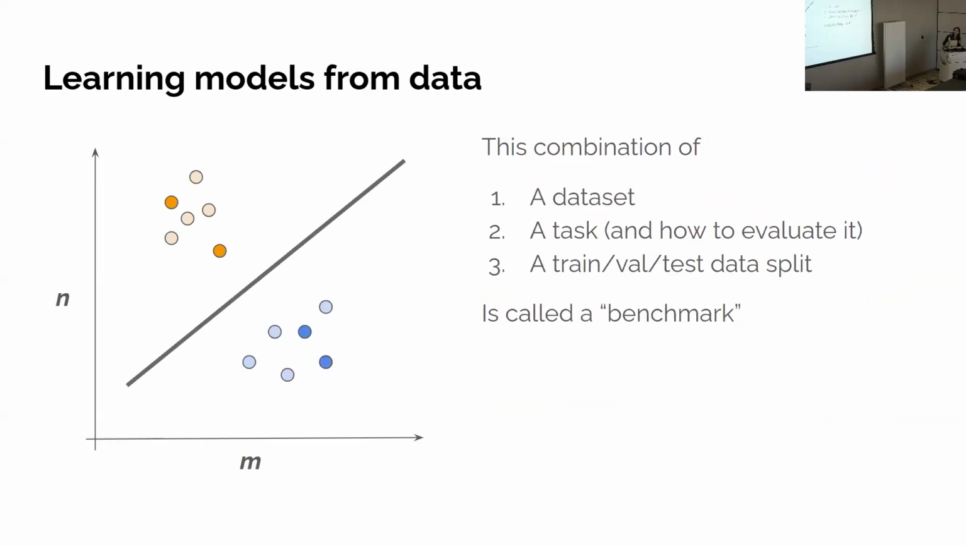Okay, so the combination of having a data set, a task, which in this scenario is a binary classification task, how to evaluate it, and a particular data split, like the train, validation and test data split, overall is called a benchmark. In the machine learning field, this benchmark is how we do science. In some ways it feels a little silly. We have a lot of benchmarks and we try to maximize our performance on many of them.